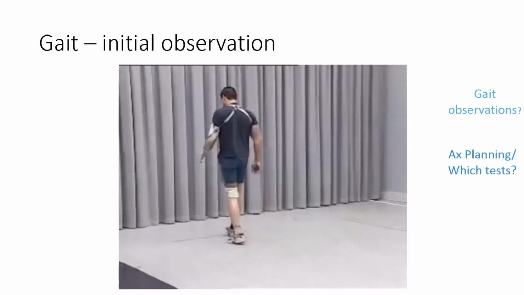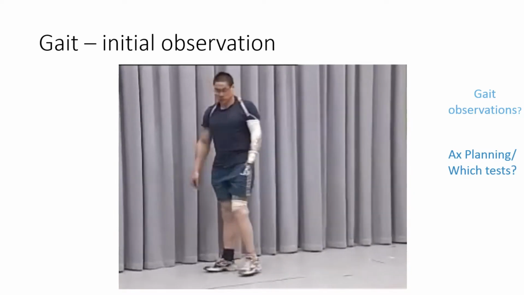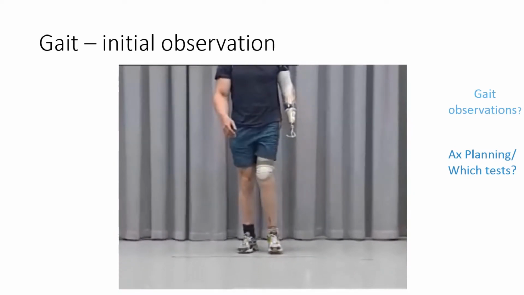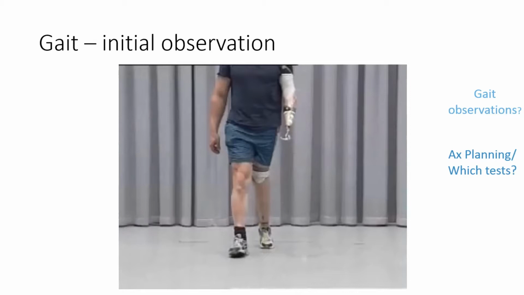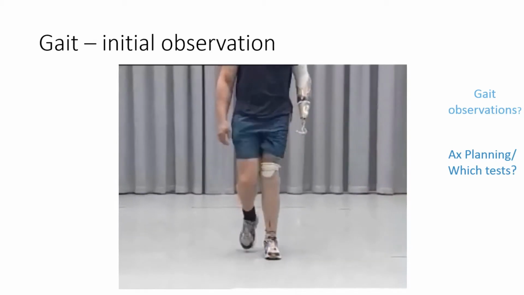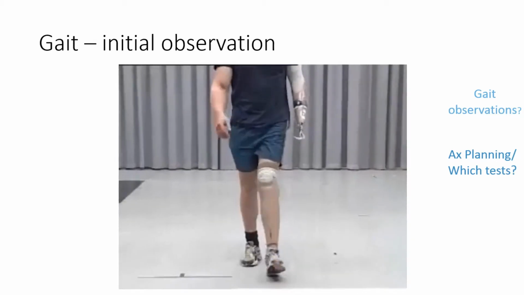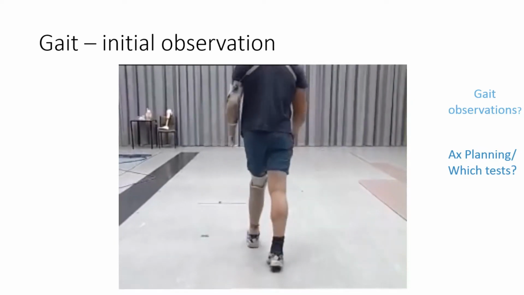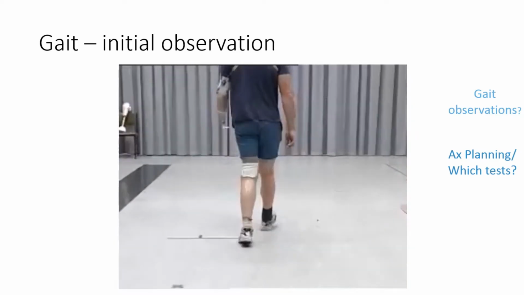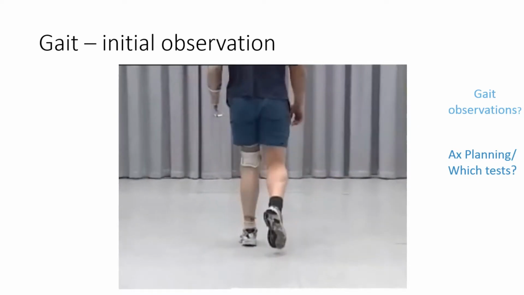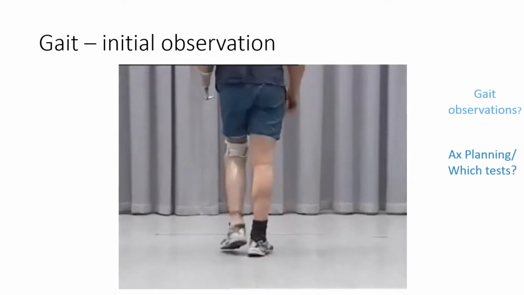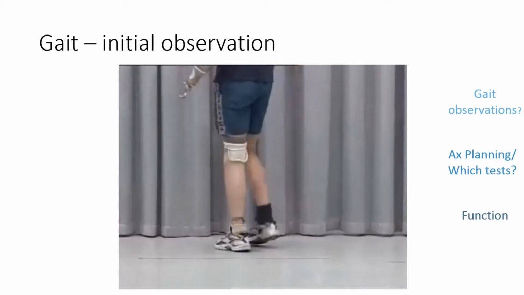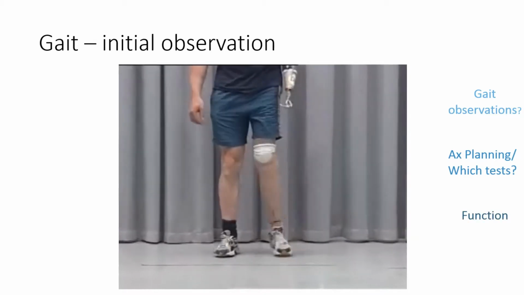If we were going to assess him based on our gait observations, what tests might we want to look at? Would we want to look at range of motion, perhaps? Which joints? Could we assess leg length discrepancy? That might be useful. So there's a range of tests here that we know might be useful.